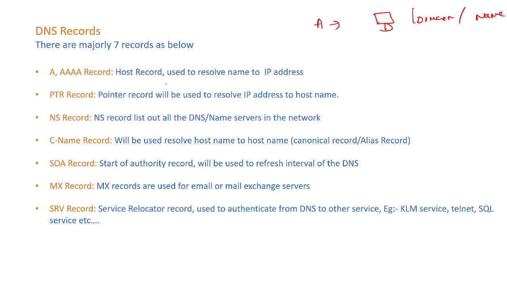And PTR record means for reverse lookup. If you type facebook.com, the IP address comes, that is A record. If you have the IP address, the name comes. For reverse lookup, we will create a record called pointer record. Okay, and NS record means name service record. For all the DNS servers, a record gets created in the type called NS record. NS record stores all the DNS servers in the NS record format.